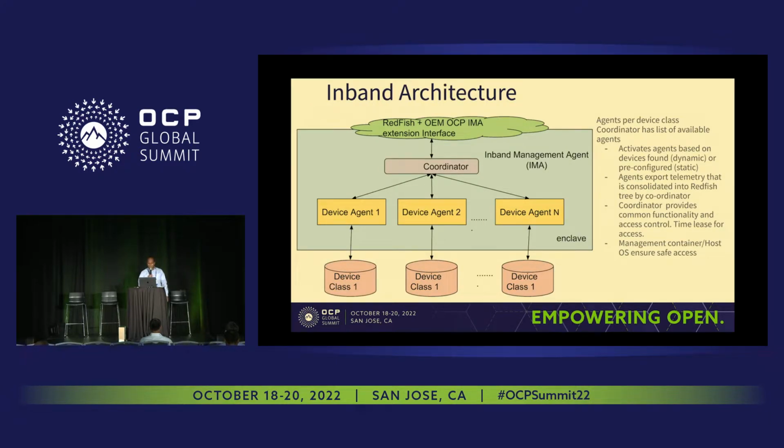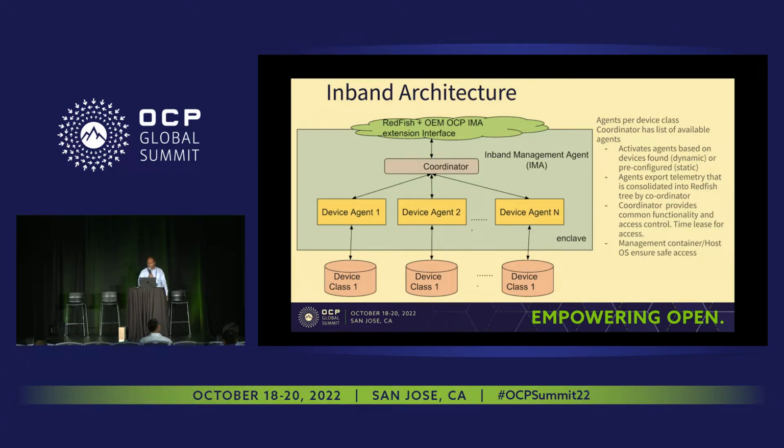This is the architecture that we have. It's a little loaded diagram, so I'll walk through it slowly. We have a bunch of devices, or actually what we call device classes. We have an agent per device class, and the whole thing runs in an enclave. The whole thing is called an in-band agent, and it exposes a Redfish-based northbound. So we have Redfish with some OEM OCP extensions.